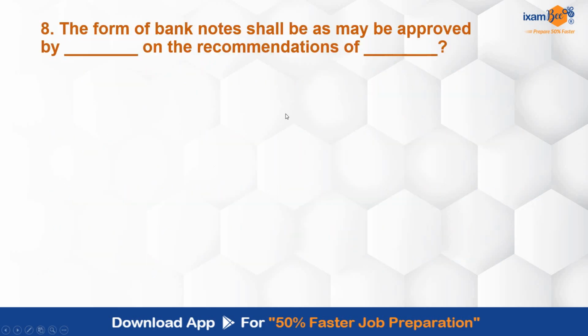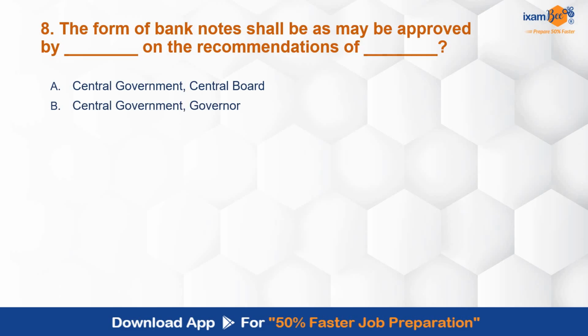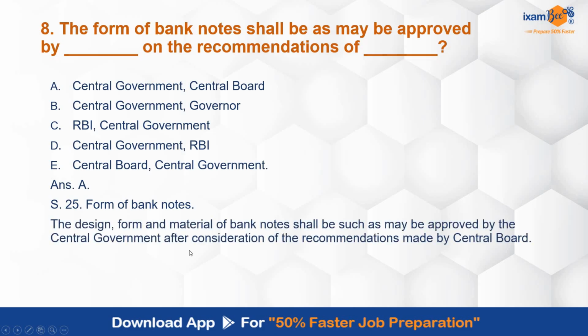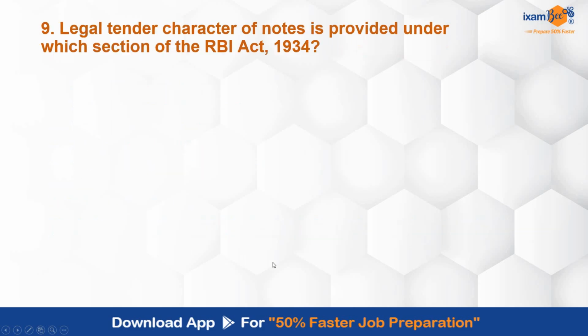Form of bank notes shall be as may be approved by dash on the recommendations of dash. Options: central government, central board; central government, governor; RBI, central government; RBI, central board. Correct answer is A. Central government on the recommendations of central board. Final approval is by central government. Recommendations कौन देगा? Central board of the RBI. Section 25 talks about this form of banknotes.